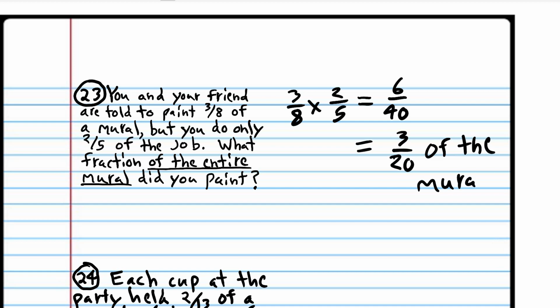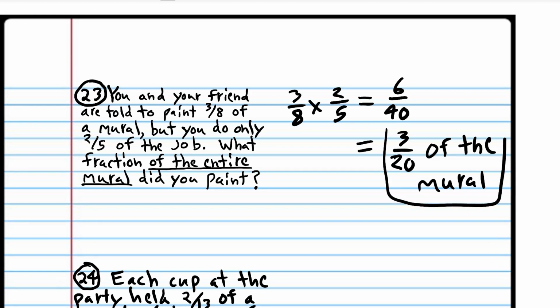That's 3/20 of the entire mural. Again, we're not looking for what fraction of the job you painted. We're not looking for what fraction of 3/8, because we already know that that's 2/5. We don't care about that. We know that you did 2/5 of the job. The job is what both you and your friend are going to paint. That's the job, just that portion. We already know it's 2/5. We don't care about that. We're asking what fraction of the entire mural did you paint, and that's 3/20 of the mural.